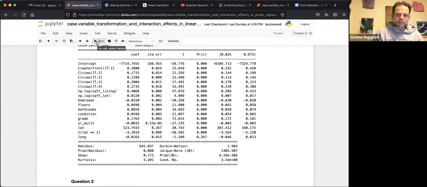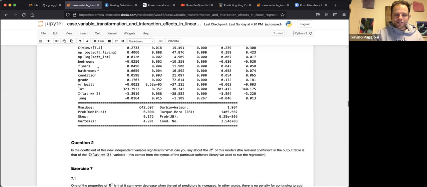Some of you have looked at the residuals and said the residuals don't look normal. I say, yes, because we have not yet reached a good model. We are still working through it. So another question for you.